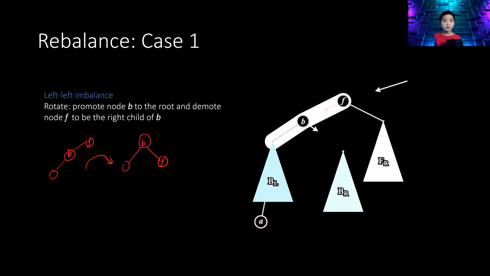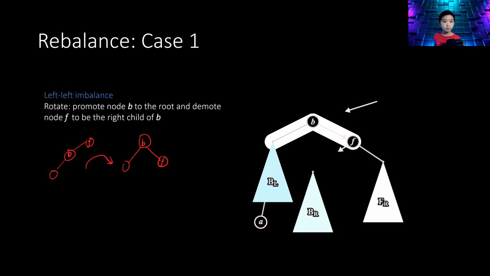Let's ignore the subtree BR for a second. The node F is a left-left imbalance with the node B, which is in the middle. So it can be rebalanced by a clockwise rotation. After that, the node B becomes the new root, and node F becomes the right child. The subtrees BL and FR still keep connected.